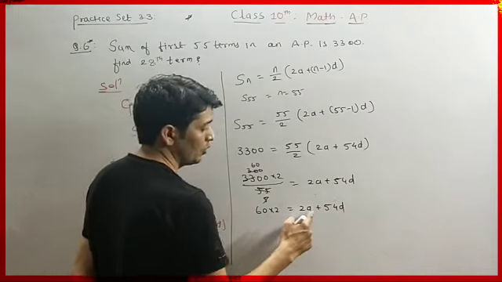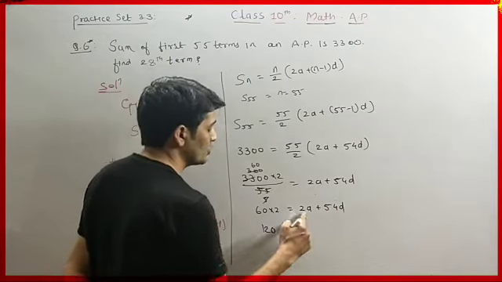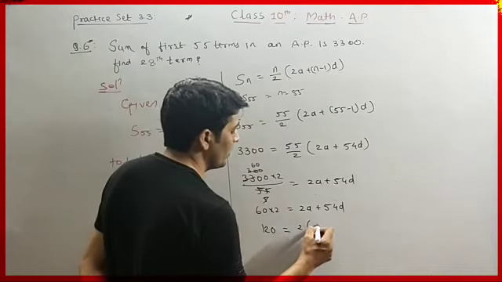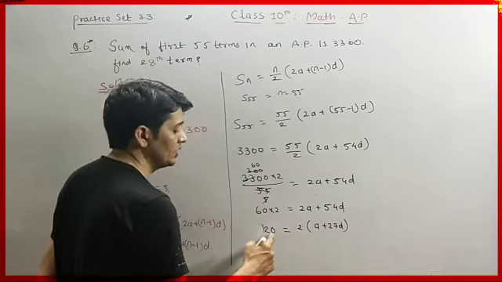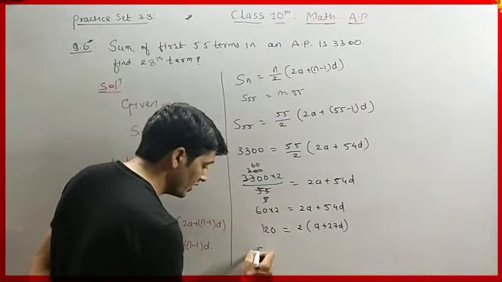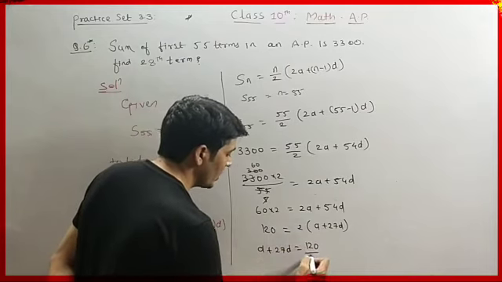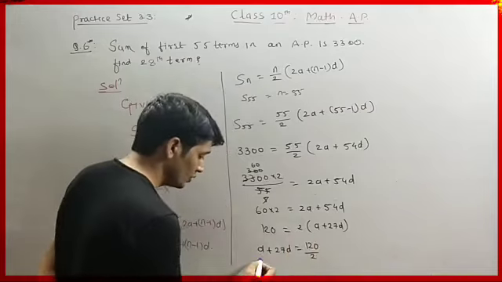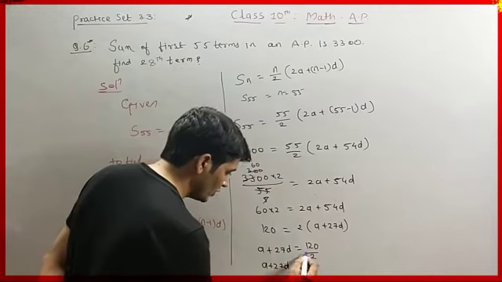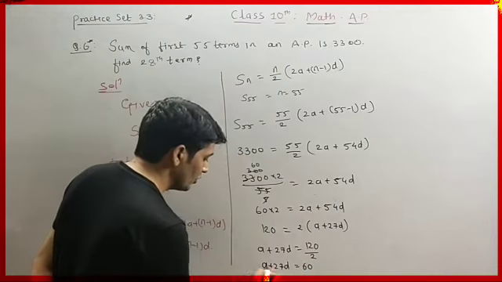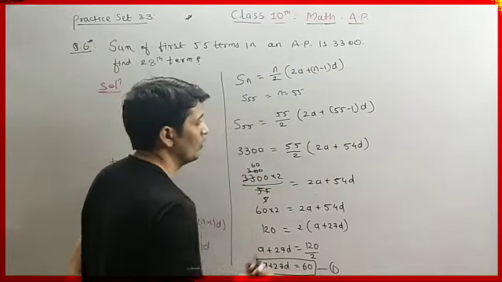So here we have 2 common. So 60 into 2 is 120 equals to, here we get 2 common. So what will we have here? A plus 27d. So again we are going to transfer this to this side. So what will we have here? It is a plus 27d equals 120 divided by 2. So it is a plus 27d equals 60. So write it down inside the box. Okay, so let it be equation number 1.